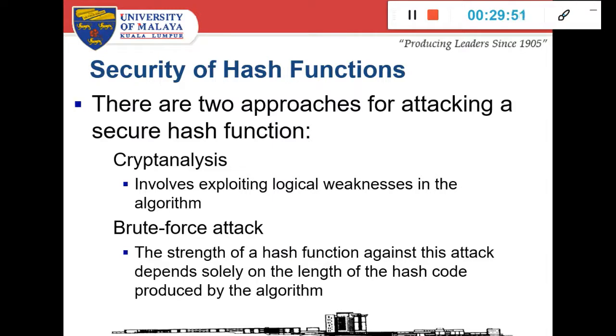Anyhow, there are two approaches for attacking a secure hash function. One is cryptanalysis, which involves exploiting logical weakness in the algorithm. For example, if you have the hash and maybe a small part of the message, not the whole message, maybe you can break it, by attacking the logical weakness of the algorithm. The other is brute force attack, which is possible: you try every possible combination of key. Of course, it will take 1,000, 2,000 years with the current PC speed.